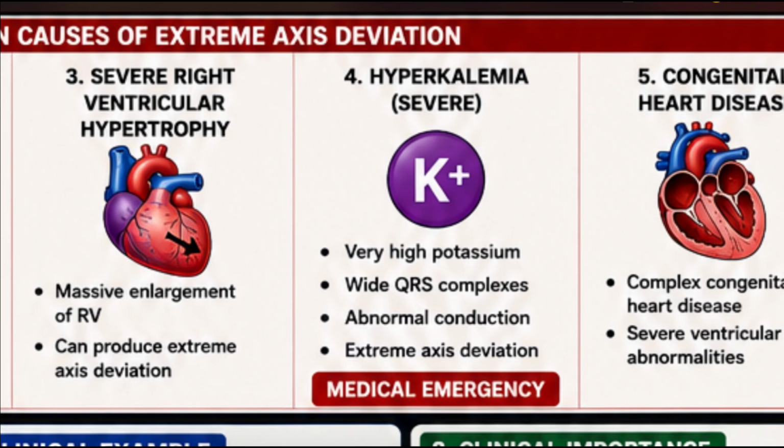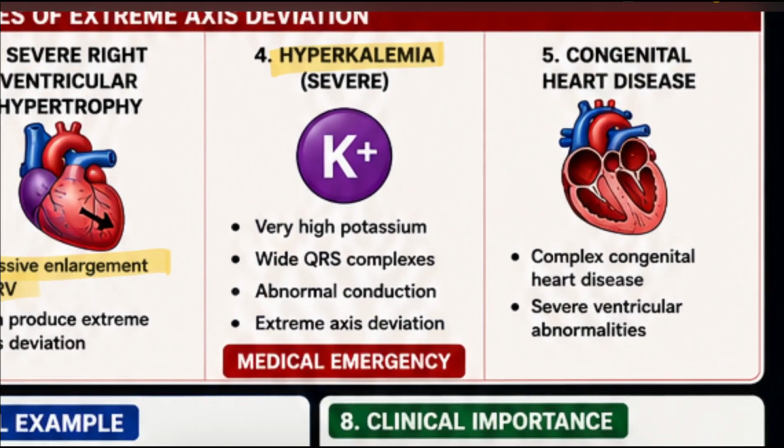So severe right ventricular hypertrophy will be like massive enlargement of the right ventricle, and it can occasionally produce an extreme axis deviation. Next we can see some electrolyte abnormalities, in severe cases like hyperkalemia. In hyperkalemia, very high potassium levels may cause a wide QRS complex, abnormal conduction, and extreme axis deviation. This is a medical emergency.